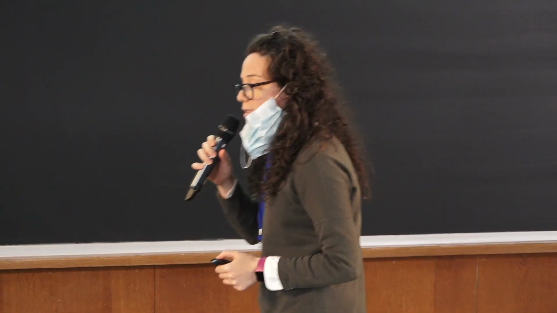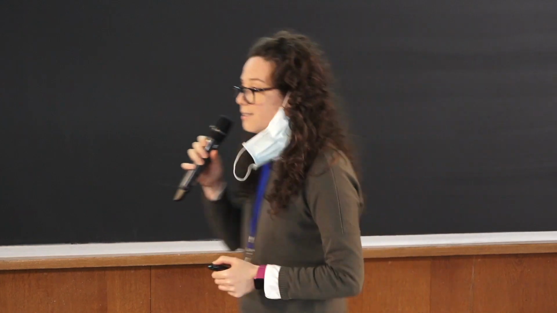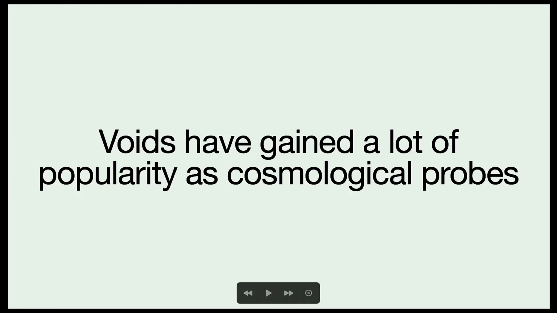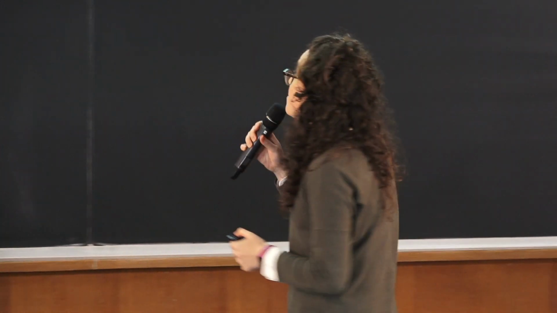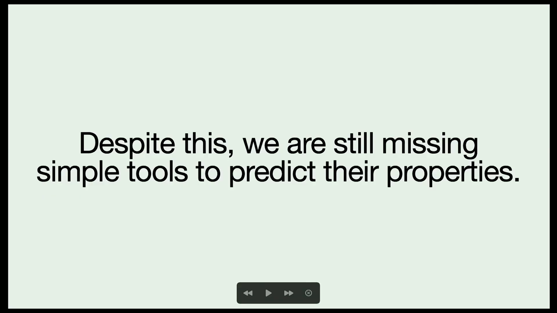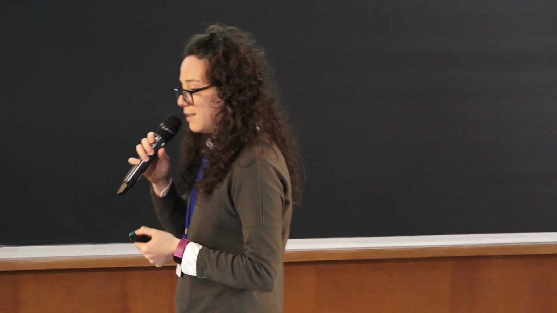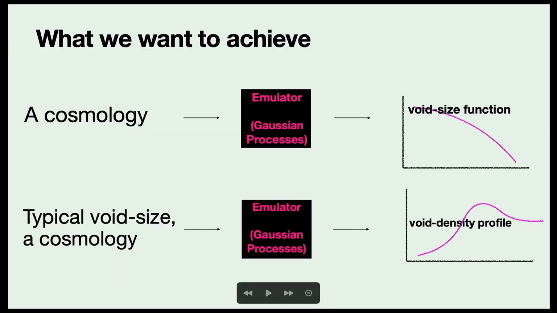So the motivation for this kind of work is pretty straightforward. Voids have gained a lot of popularity as cosmological probes. But we're still missing some of these very simple tools to predict their zeroth and first order statistics. Meaning we're missing something that is just like, given a set of cosmological parameters, we just push a button that in this case is going to be an emulator based on a Gaussian process.